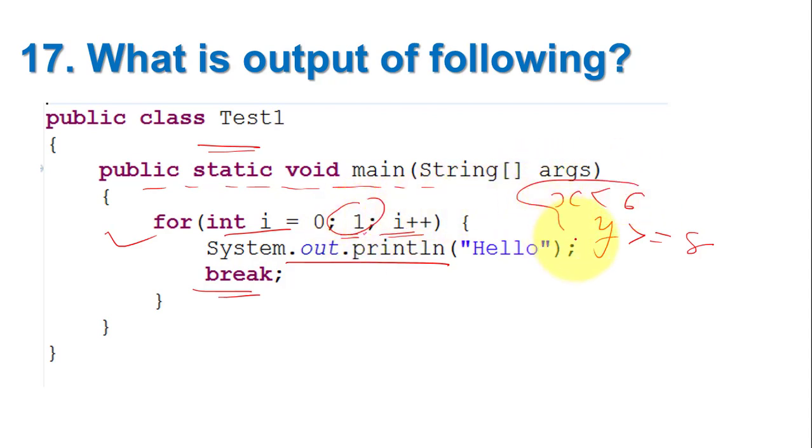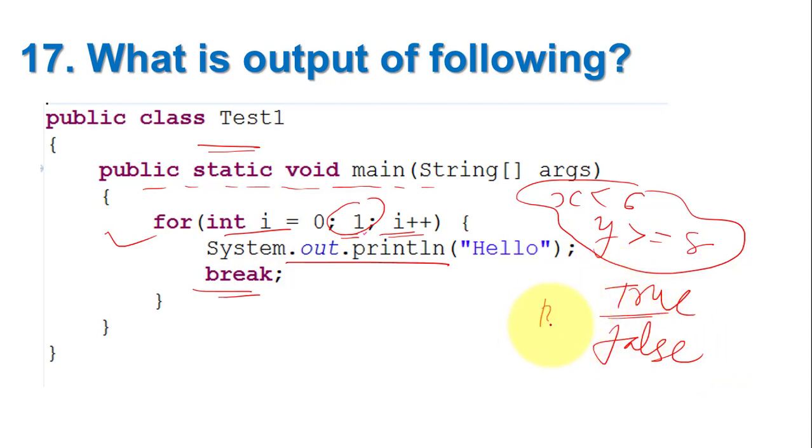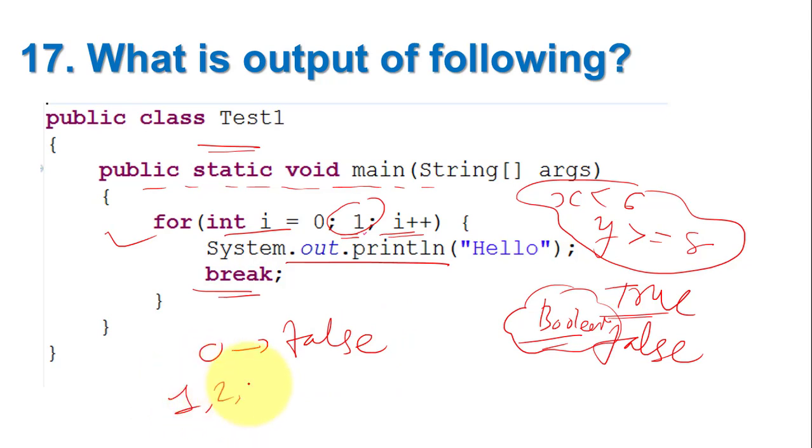Now these conditions will eventually be either true or false. But remember, in Java, true and false are booleans. These booleans are not represented as integers. For example, in the C language, 0 is taken as false, and anything other than 0, for example 1, 2, 3, is taken as true.